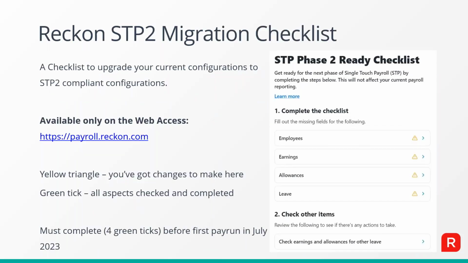So this is what the STP Phase 2 migration checklist looks like. It's available on the web access that I was previously mentioning, which is simply payroll.reckon.com. We'll go into more detail in a moment.